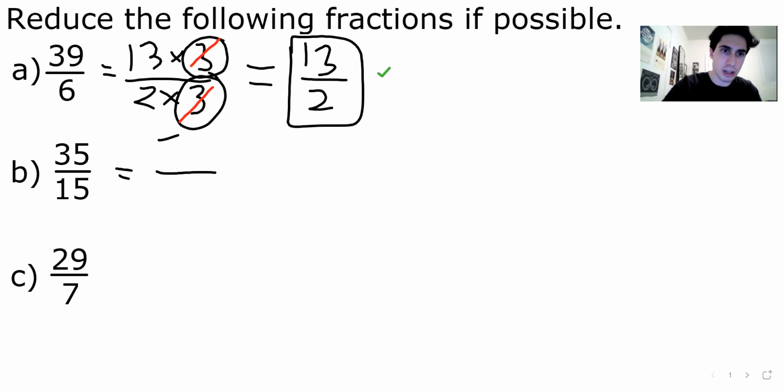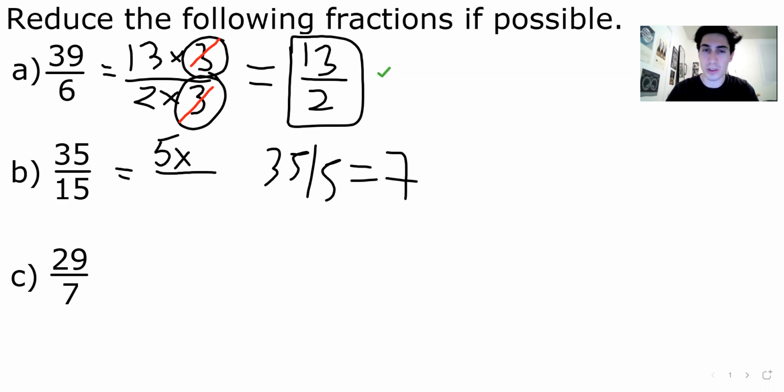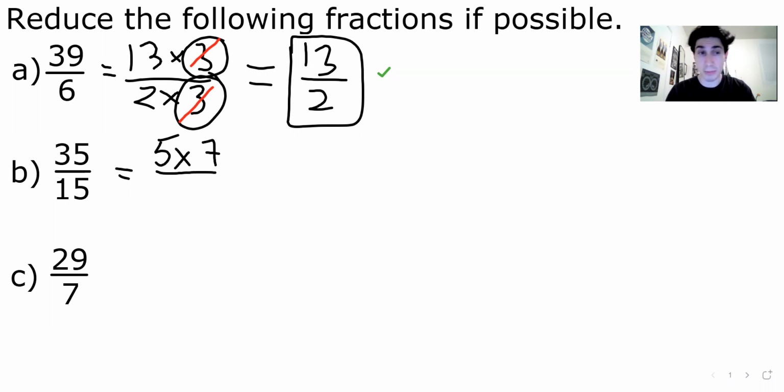I know that 5 is going to go into 35, and I can divide 35 by its factor, 5, to figure out what we would have to multiply by. So 35 divided by 5 is 7. We know that 5 times 7 is going to give us 35. And what about 15? Again, maybe a little bit easier here. Smaller number in the denominator. We know that there's a factor of 5 because the number ends in a 5. And 5 times 3 is 15.